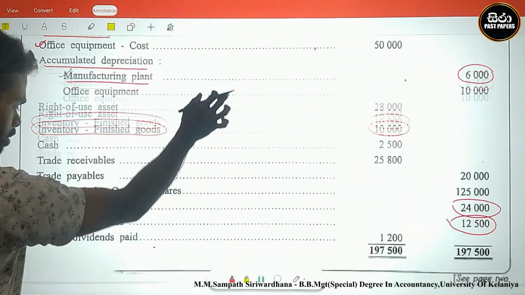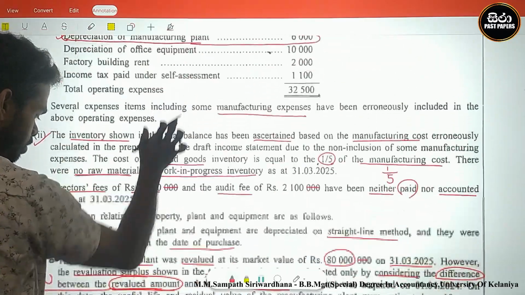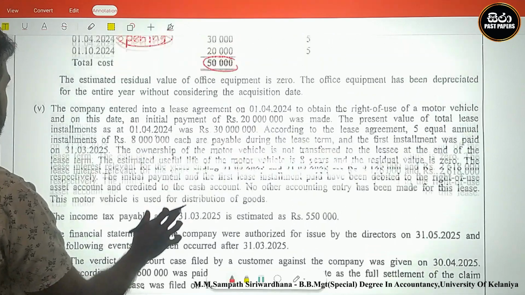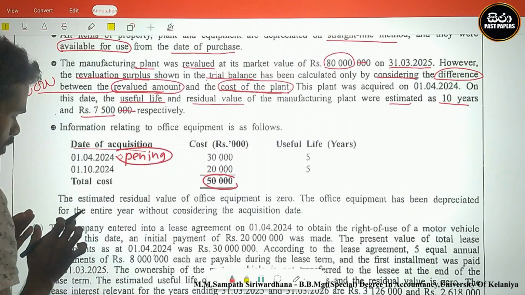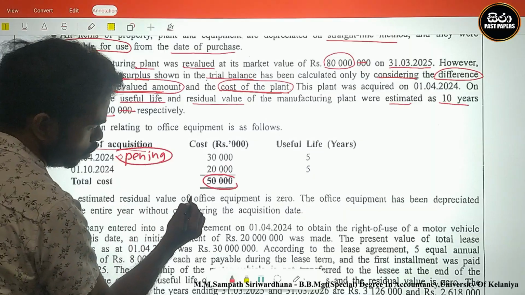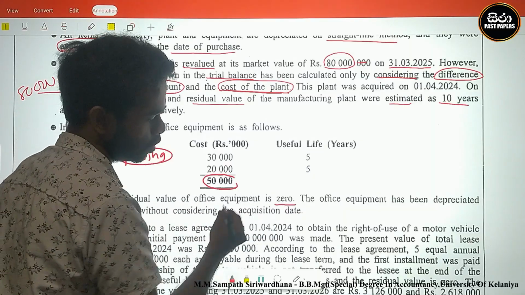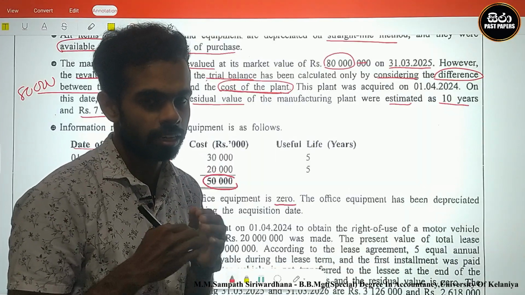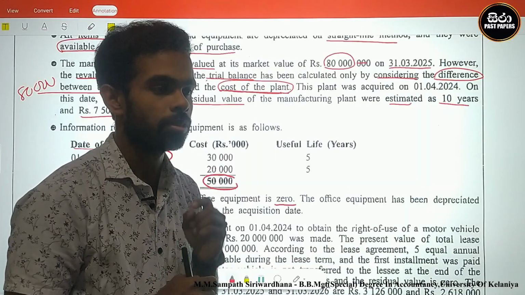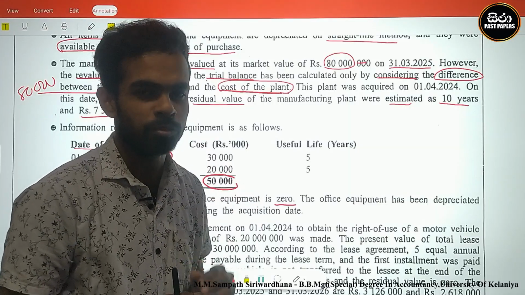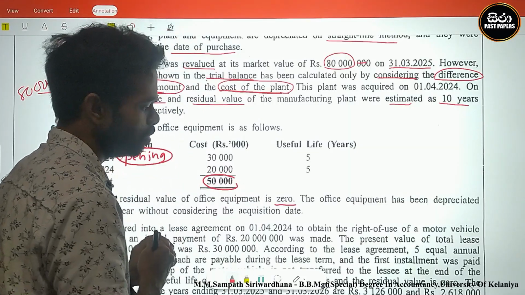Okay, next one, look here. After that they said that the estimated residual value of office equipment is 0. There is no residual value. There is an easy guideline for depreciation: the residual value impacts the annual depreciation, and here there is no residual value.